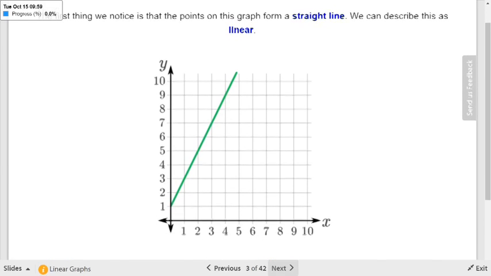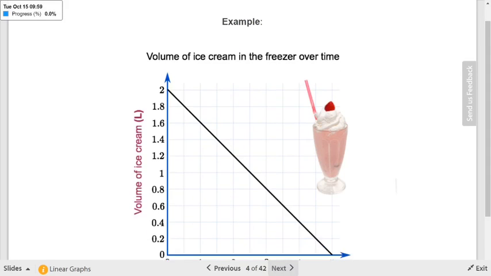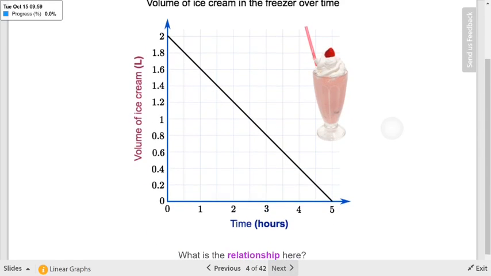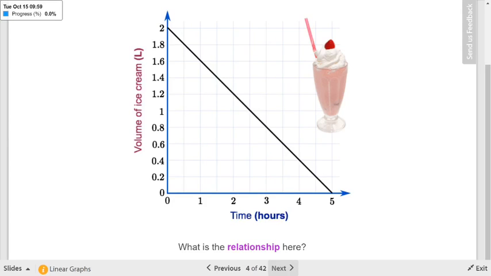So, one of the things you noticed is that it was a straight line, and anything that is a straight line we call linear. That's a vocabulary word I want you to make a note of. Linear. Anytime you see the word linear, you know that means a straight, what? A straight line. Excellent. Okay, so look at this particular graph. They're asking what the relationship is.